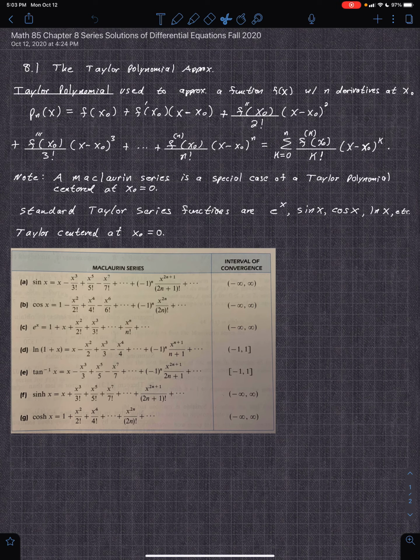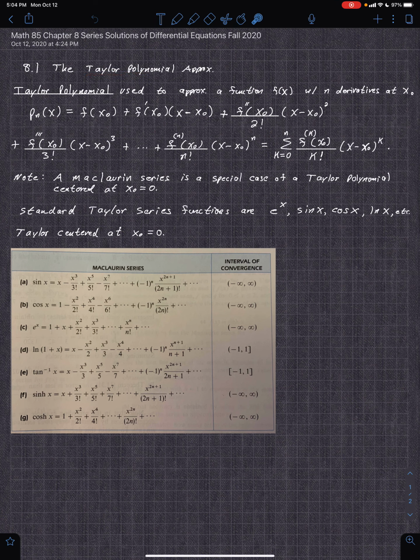Chapter 8 is on series solutions to differential equations. So this will be a little review at first regarding basically the concepts we would have seen in Calc 2 or integral calculus, 65A or 65B at Chaffee. So first, let's review everything that's written down here, which is the Taylor polynomial or Taylor approximation.